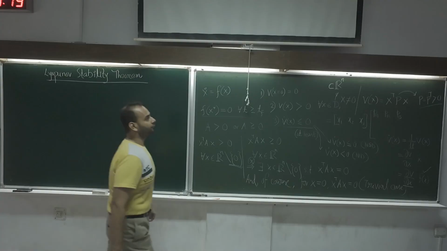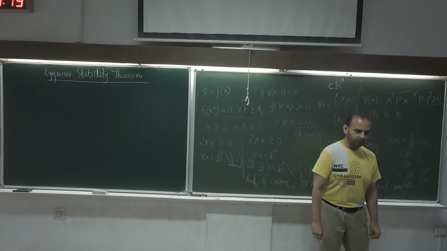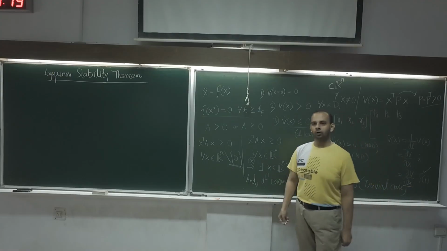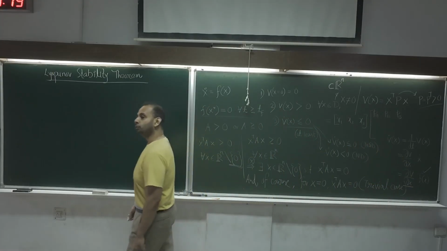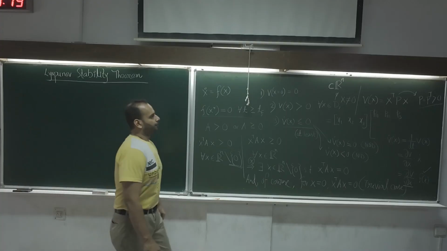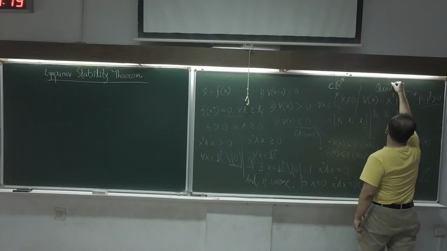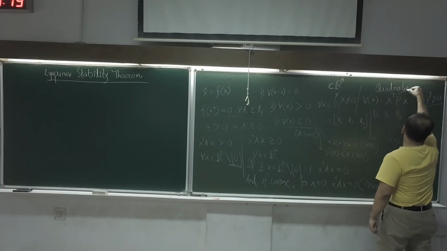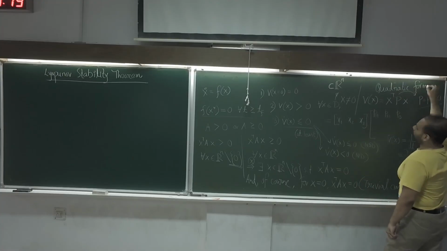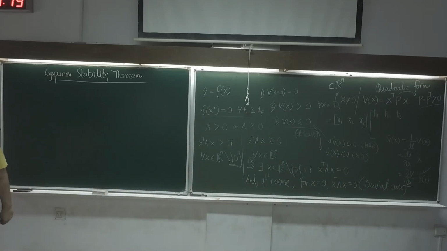And this particular form, x transpose P x, this is called the quadratic form, right? So both V of x and V dot of x, we expect those to be written in quadratic form. Up to this much, is it clear for all of you?